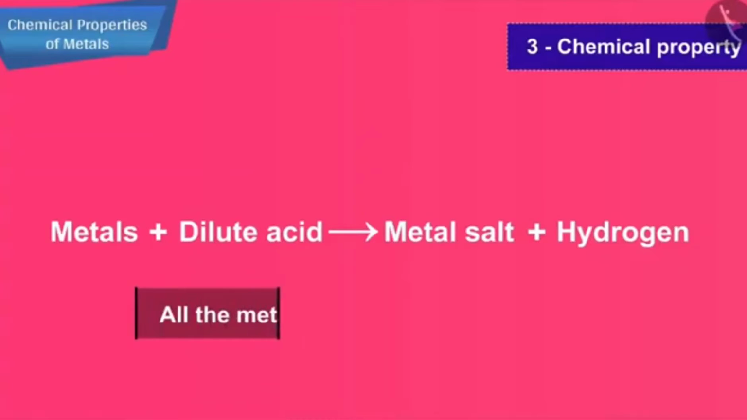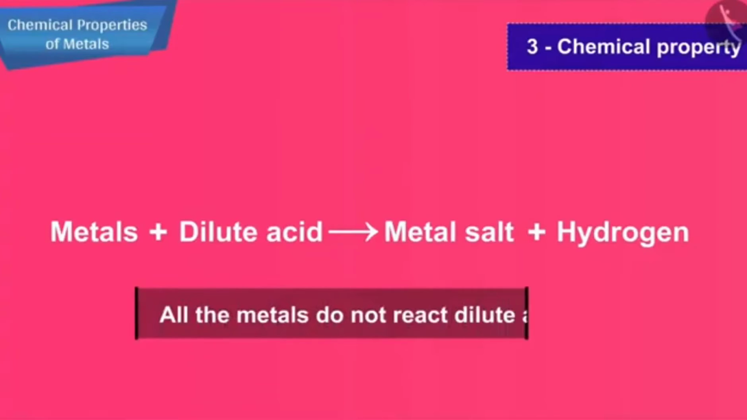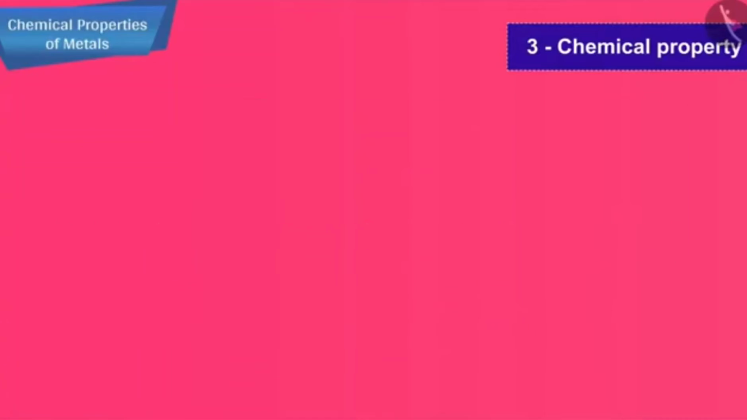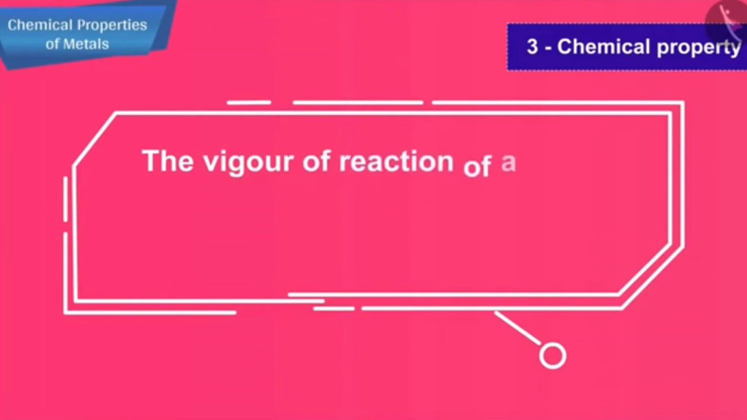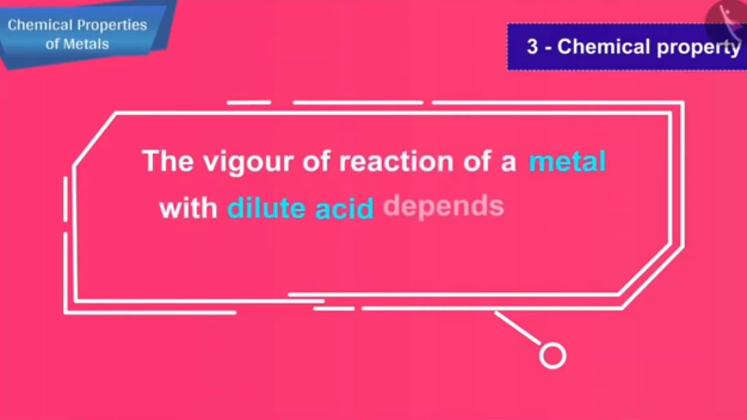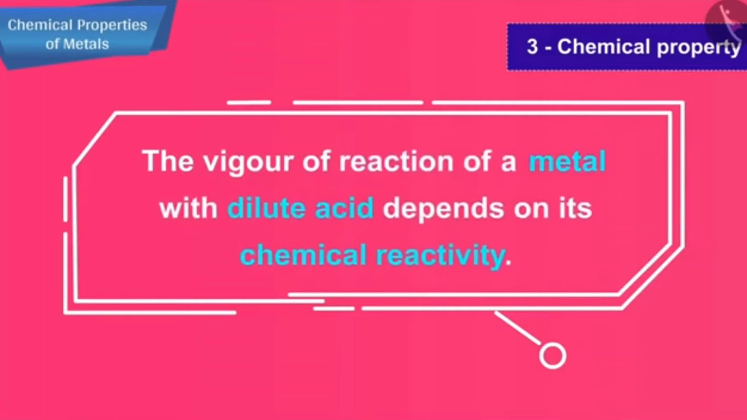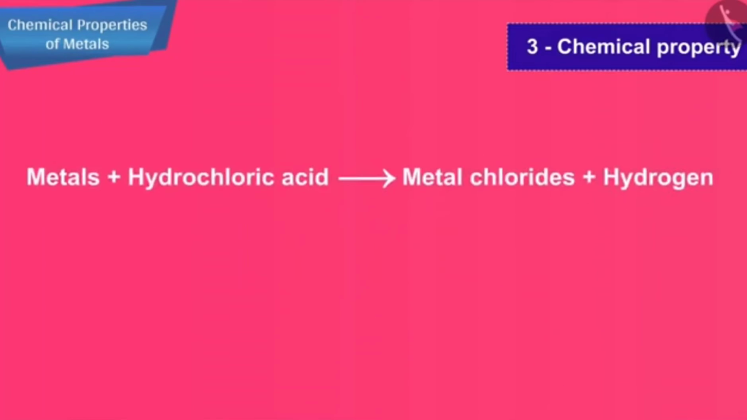All the metals do not react with dilute acids. The vigor of reaction of a metal with dilute acid depends on its chemical reactivity. Metals react with dilute hydrochloric acid to give metal chlorides and hydrogen gas.